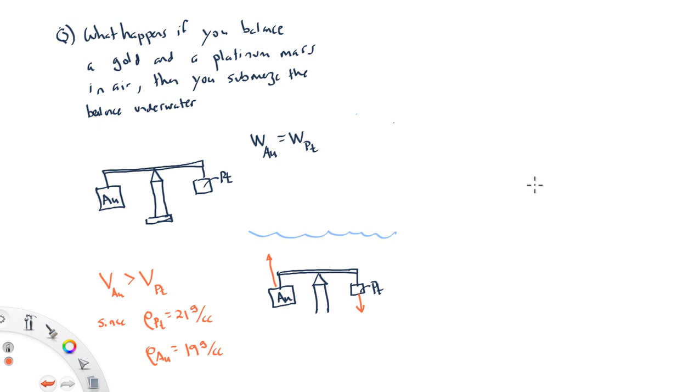He goes on to say something interesting. He says that if you balance copper and lead, or like our example, gold and platinum, in air, and then the moisture or the humidity of the air changes, then they may not be balanced because moist air is going to exert a bigger buoyant force on the gold than on the platinum.